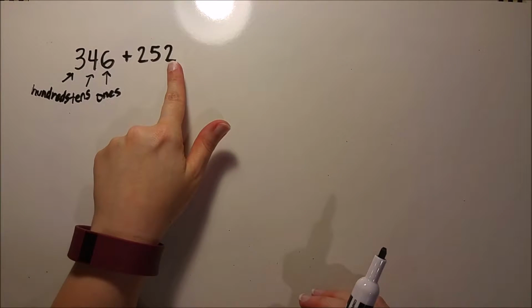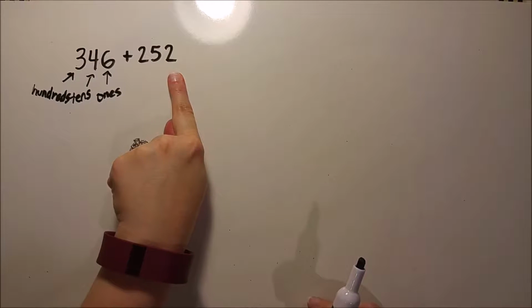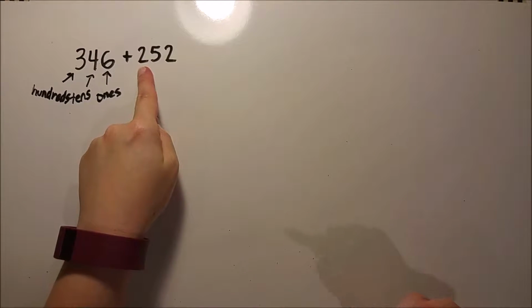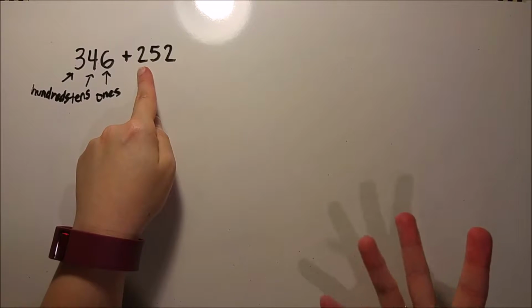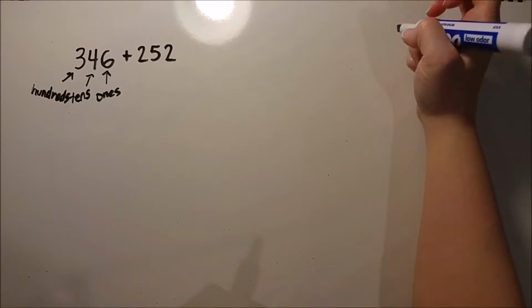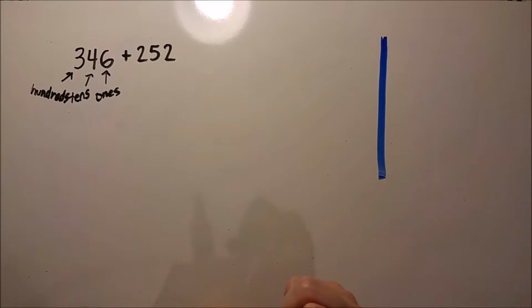252 also has ones, tens, and hundreds. Right? 2 ones, 5 tens, which is the 50, and 2 hundreds, which is the 200. So let's collect these place values together into columns. And we're going to do that by lining these numbers up at the right. So let's draw a blue line here. That'll be the right side of our problem.